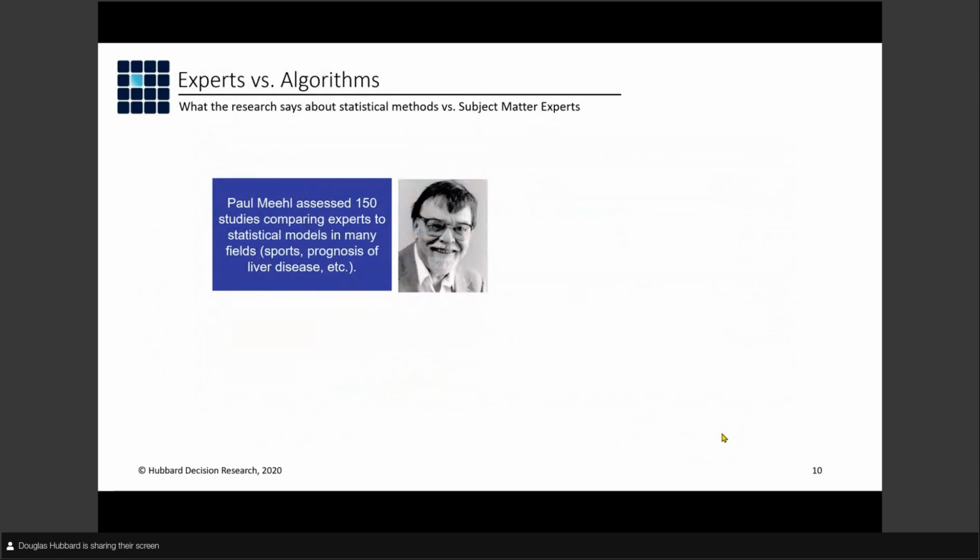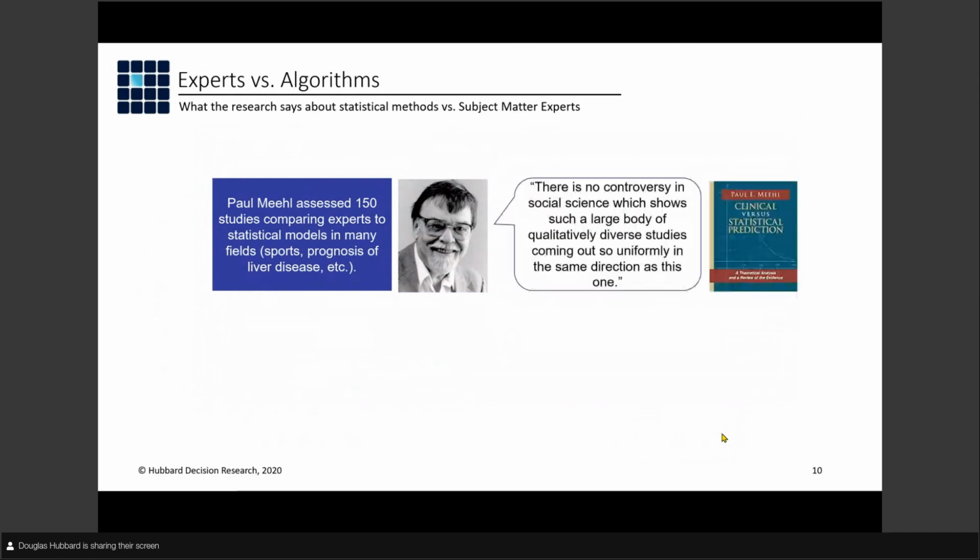to estimate things as varied as prognosis of diseases or the outcomes of sporting events, business failure rates, etc. And one researcher, Paul Meehl, said that he could only find 6 out of over 150 studies where the humans did just as well or slightly better. And he says that it's pretty conclusive at this point. There's been so much research saying that statistical models clearly outperform human experts.